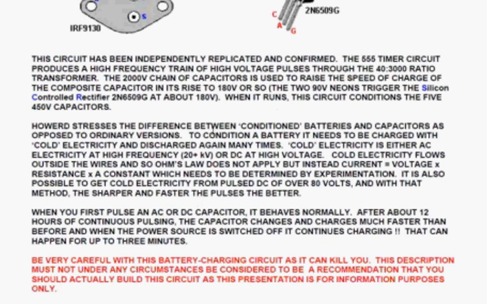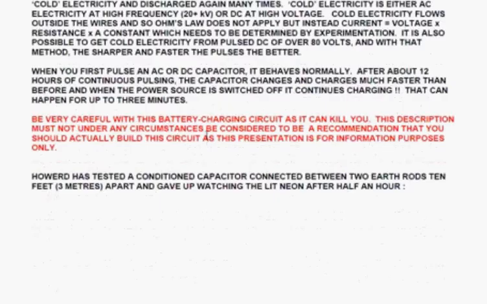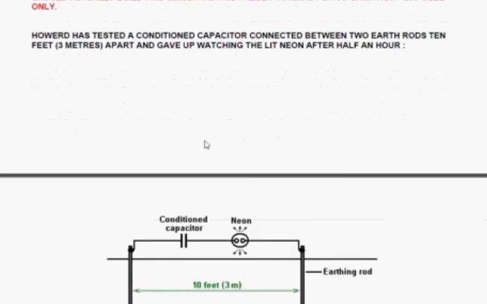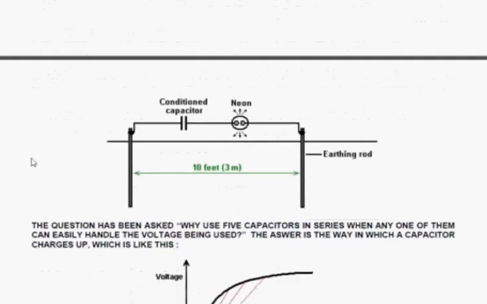Okay, now Howard has tested a conditioned capacitor, connected it between two earth rods, 10 feet or 3 meters apart, and he gave up watching the lit neon after half an hour. So this is the way that it was wired up, and the neon was lit, and the neon needs 90 volts at least to be able to light up. And this is just with 2 earth rods and a conditioned capacitor.